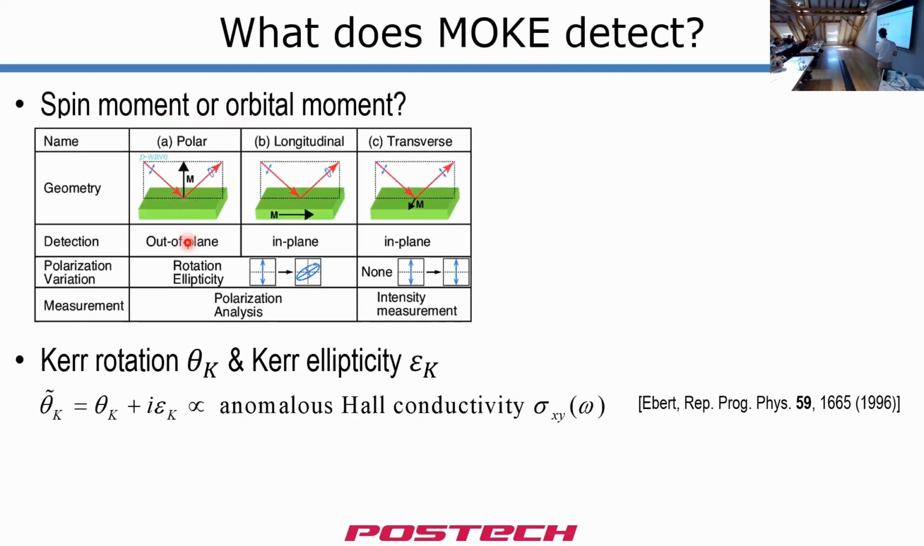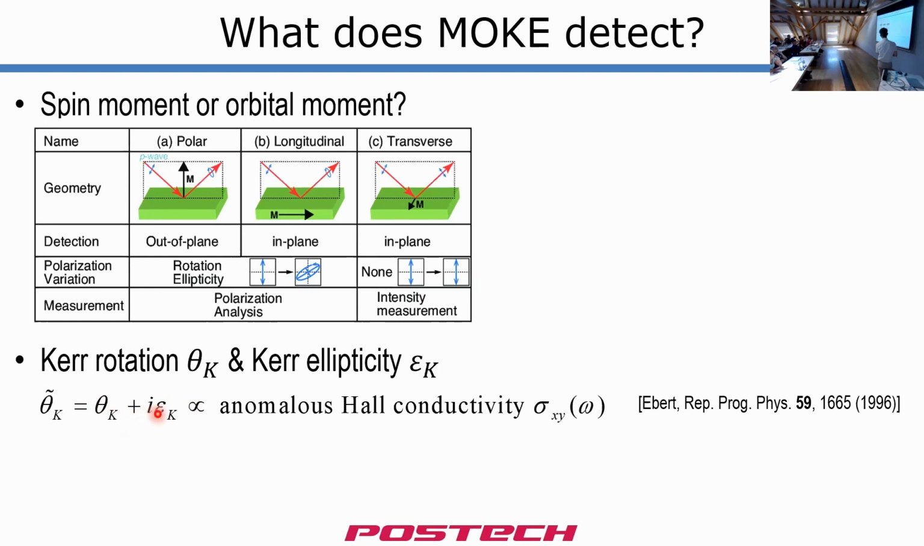Well, the MOKE experiment actually probes two things. One is the change of the linear polarization, so the initial linear polarization direction may be tilted. That is parameterized by the Kerr angle. And another piece of experimental information is the change of linear polarization to elliptic polarization, which is parameterized by the ellipticity parameter, epsilon k.